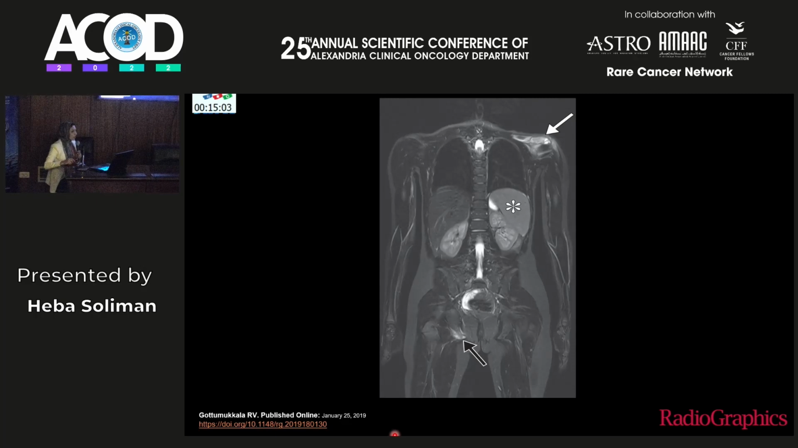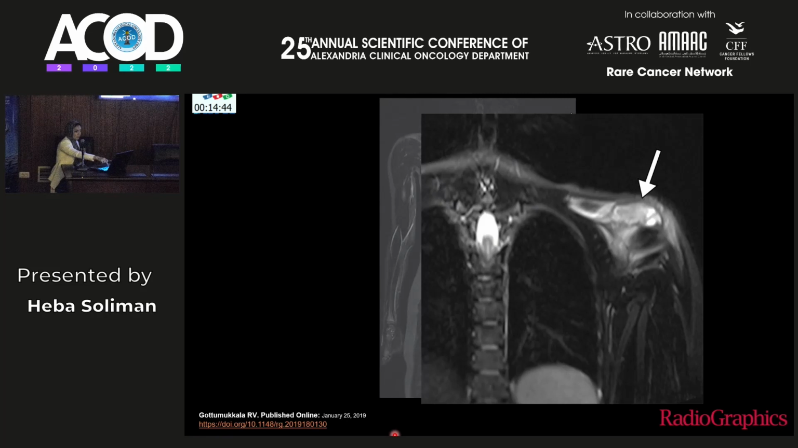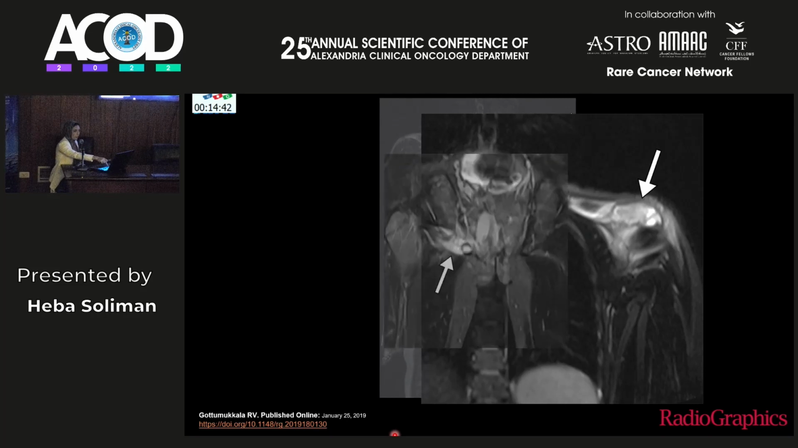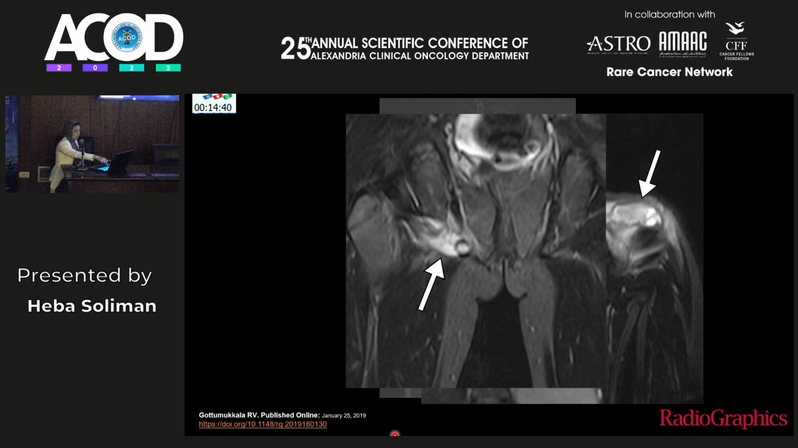This is a case of Langerhans histiocytosis showing an expansile bone lesion involving the left acromion as well as the right inferior pubic bone. And this patient was histopathologically proven. This is a magnified image of the left acromion and the inferior pubic bone.